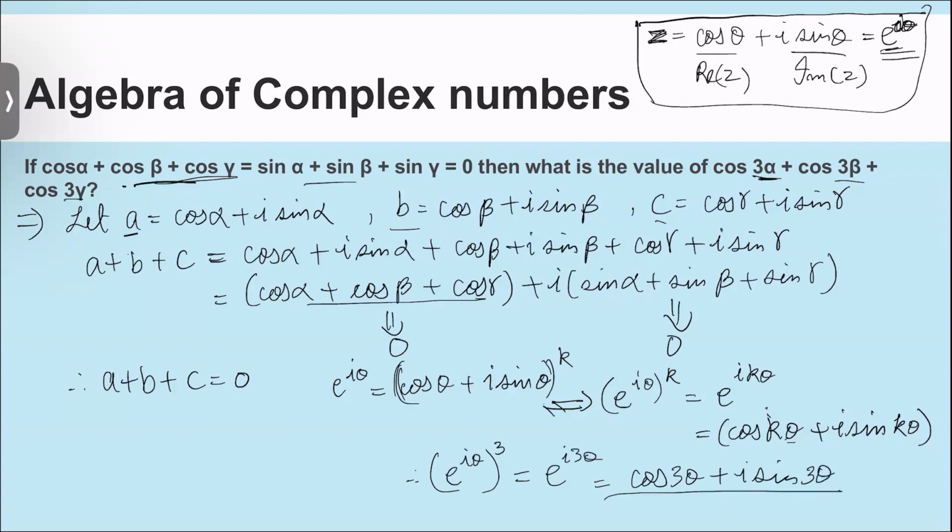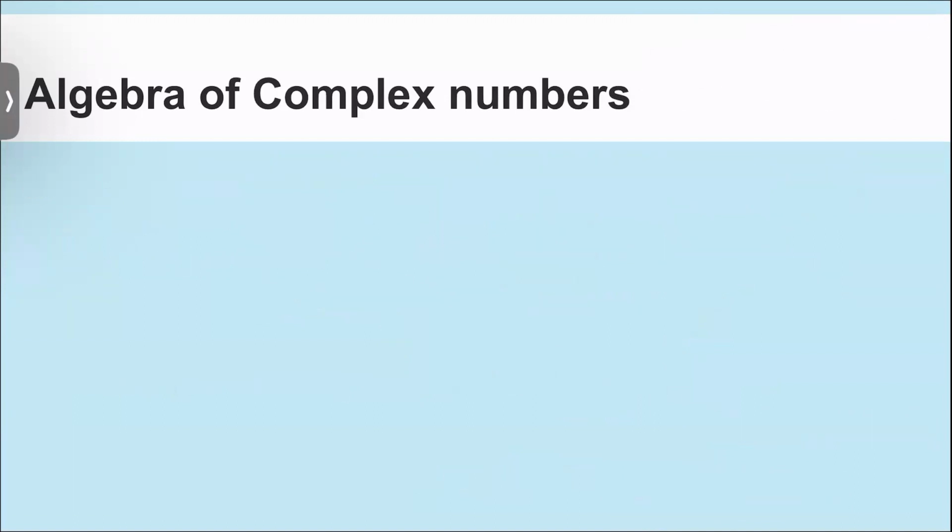Now we will try to get these terms in the form of this. This equals cos theta plus i sin theta the whole cube. So this is what we have proven. Then if we cube the entire summation, a plus b plus c the whole cube, we will see what we get.